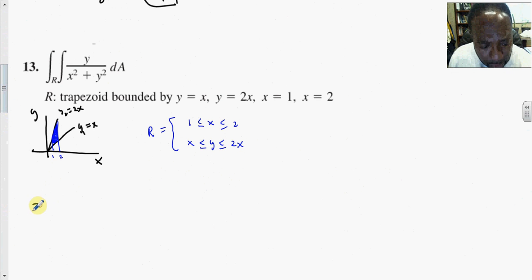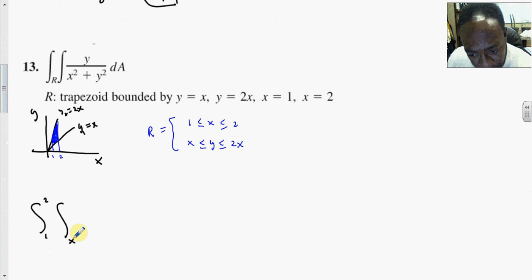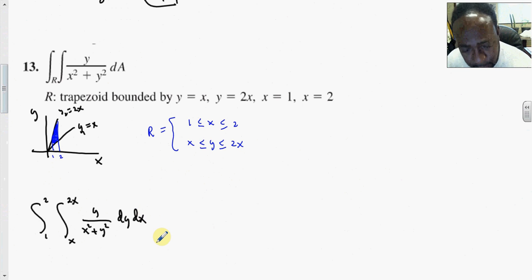So this double integral is the integral. We always use the numbers for the outer integral, and then the functions, if that's the case, for the inner integral. Y over x squared plus y squared, and this is dy dx.